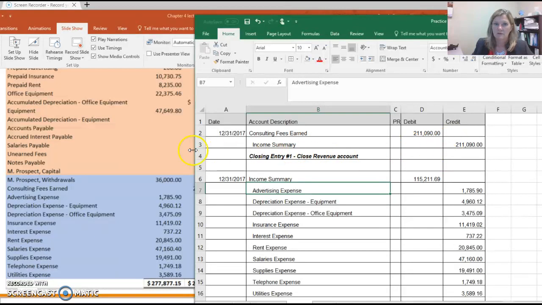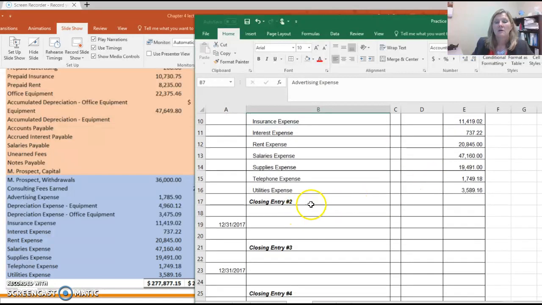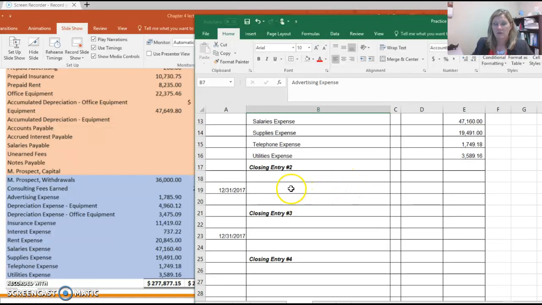My third entry closes the income summary account. So if you can visualize, I've got a T account here. I've got $211,090 on the credit side, $115,211.69 on the debit side. Revenues minus expenses is my net income or net loss for the period. In this case, my revenues exceed my expenses by quite a bit, so I've got a pretty good net income for this accounting period.